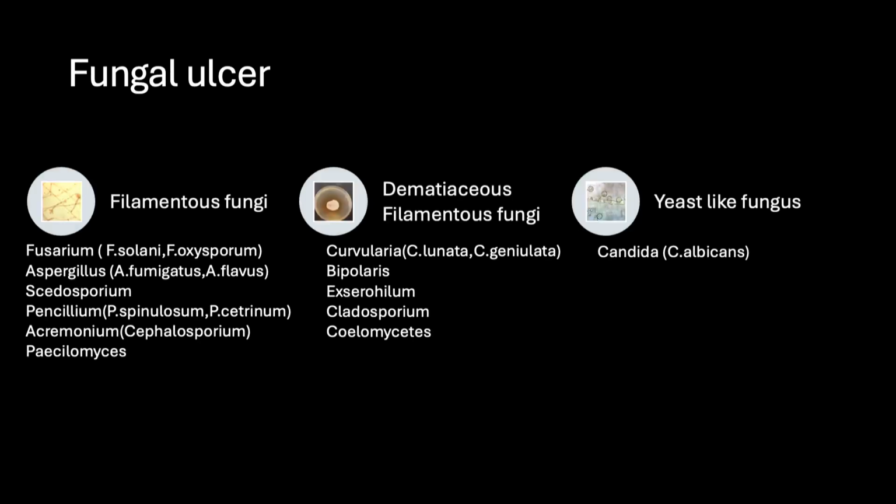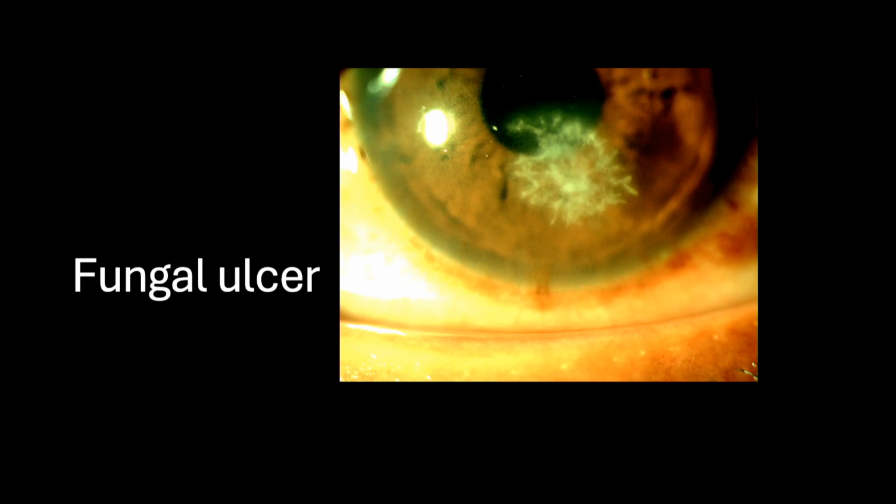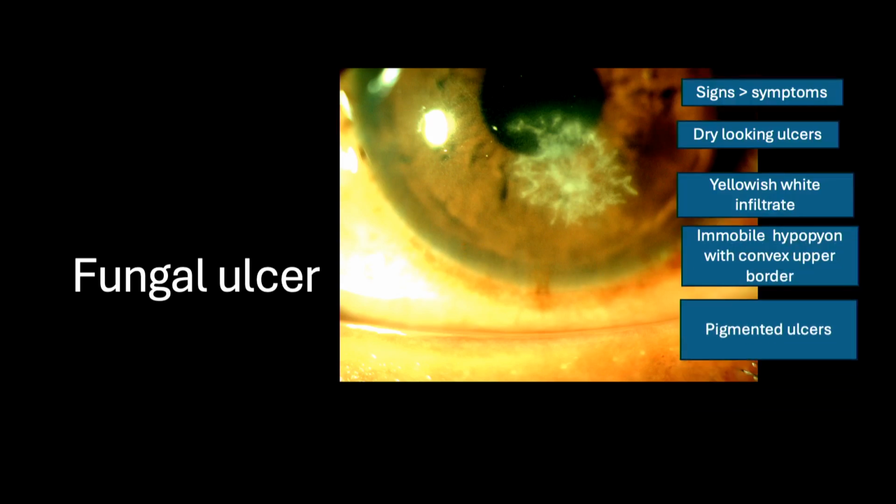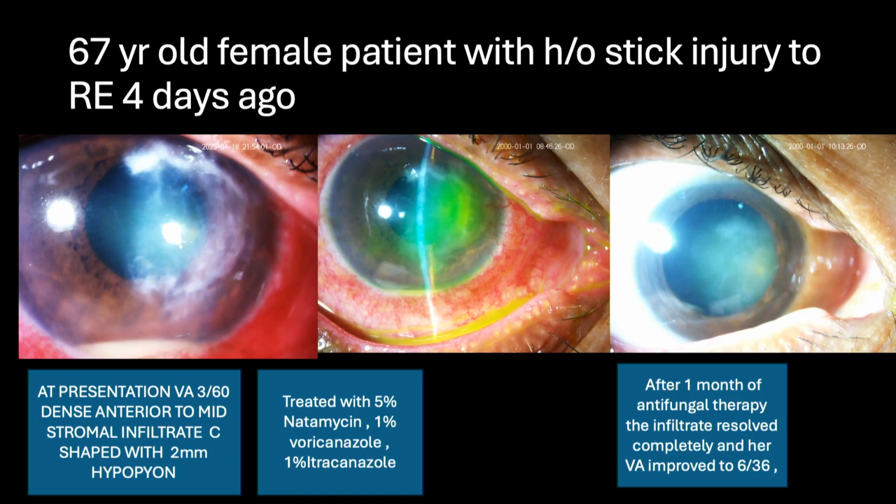So the common fungi that cause ulceration are Fusarium, Aspergillus, and Curvularia. The features are again dry-looking ulcers with feathery margins, yellowish-white infiltration, and an immobile hypopyon. Certain fungi, like Curvularia and Bipolaris, produce pigmentation.